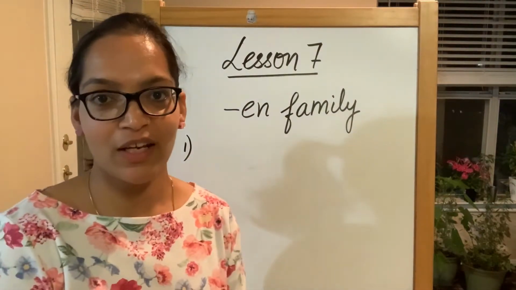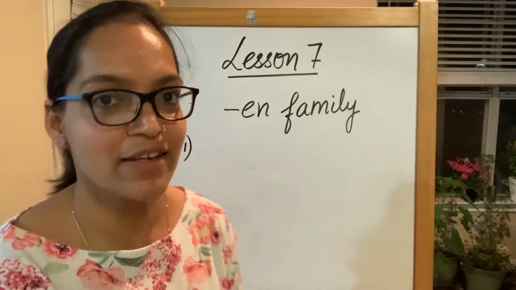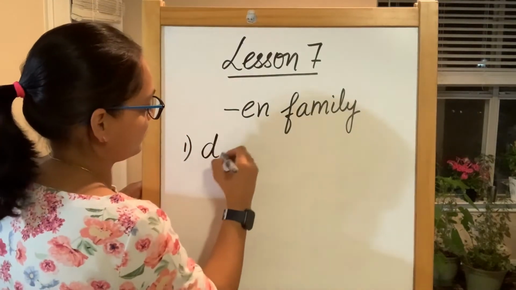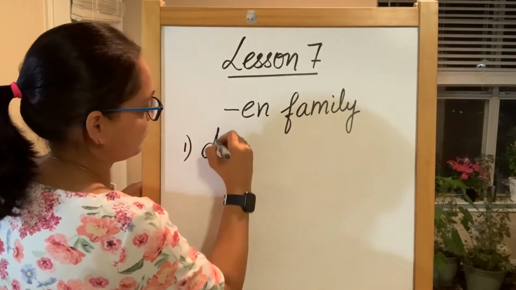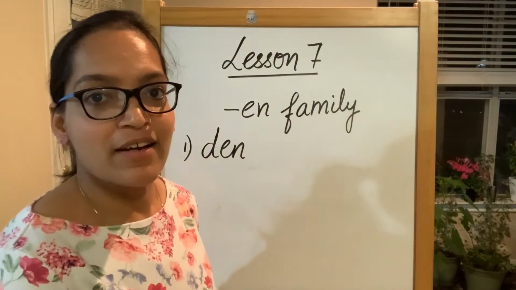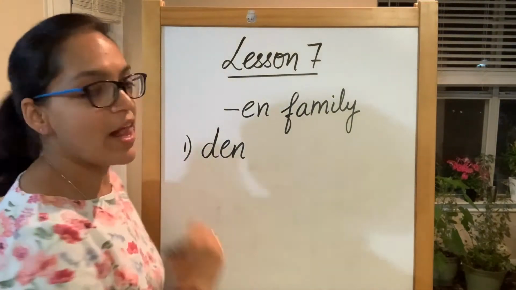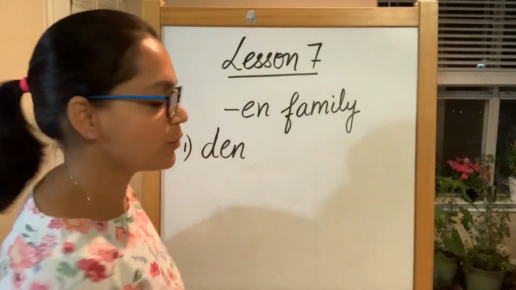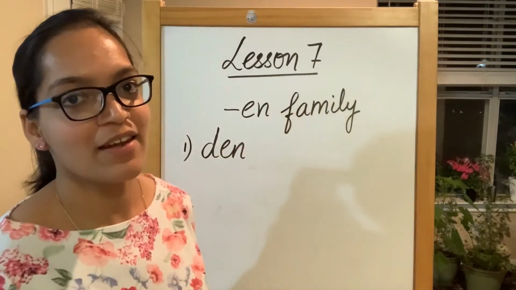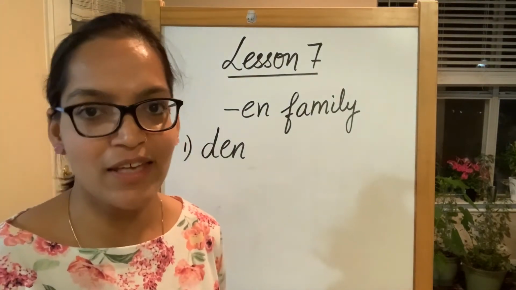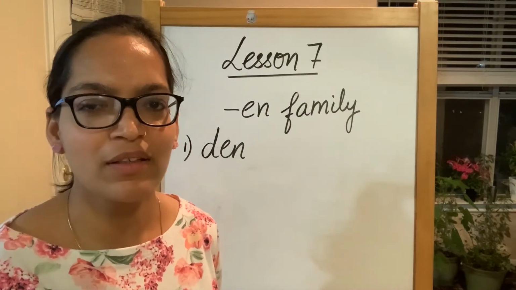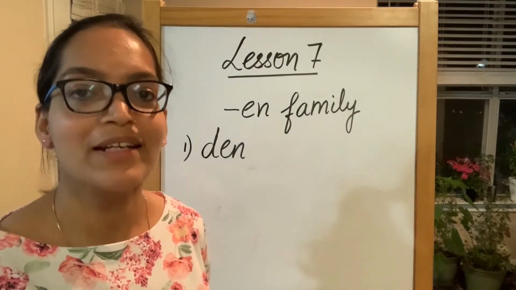The first one in the N family is den. Den: D sound produced by alphabet D, E sound produced by alphabet E, and then N, den. A lion's cave is a den. For that matter, any wild animal's cave is called a den.